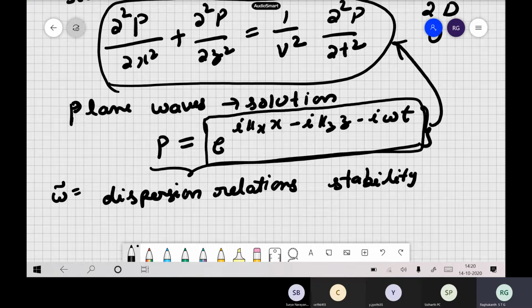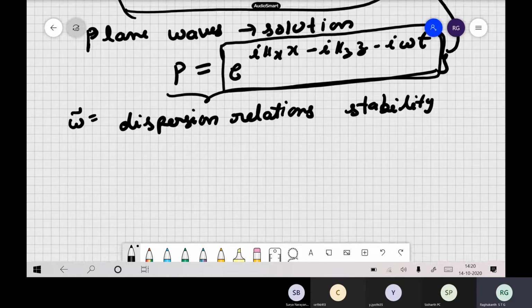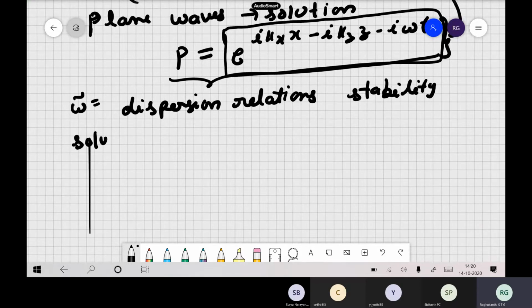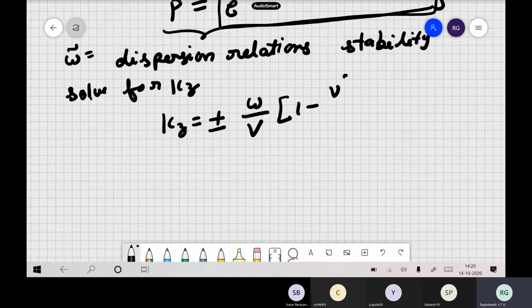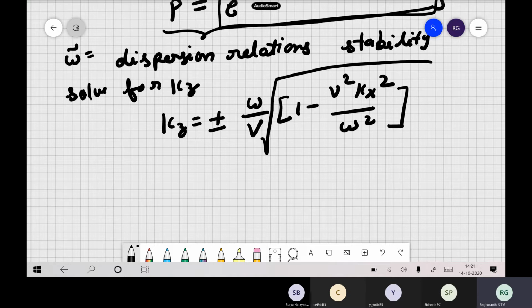Now for this problem, if you substitute in that equation, because all are plane waves, the derivatives are very easy to calculate. So solve for kz. You get kz is equal to plus or minus omega by v times the square root of 1 minus v square kx square by omega square. You can prove it yourself; you just substitute, and you get this type of waves.